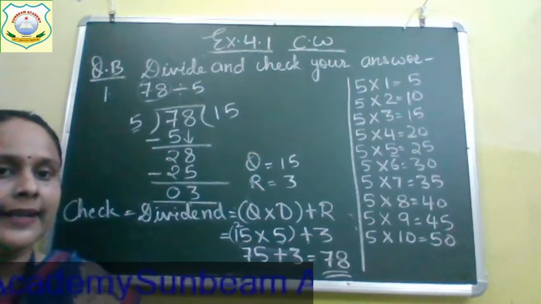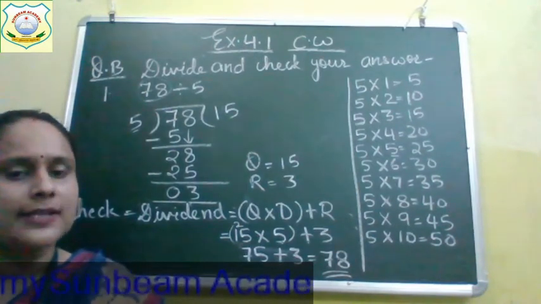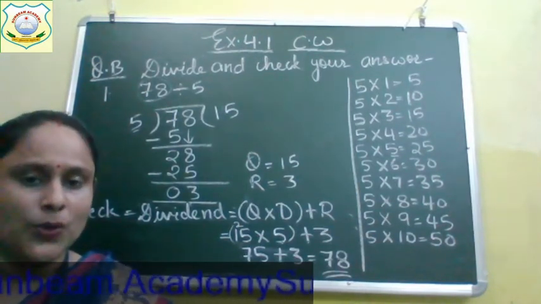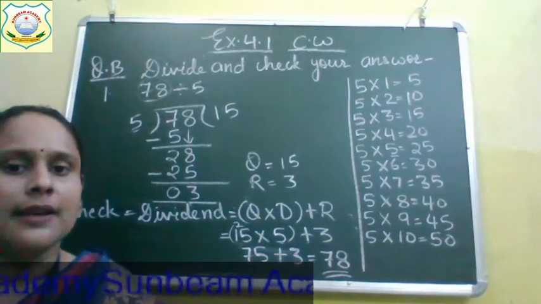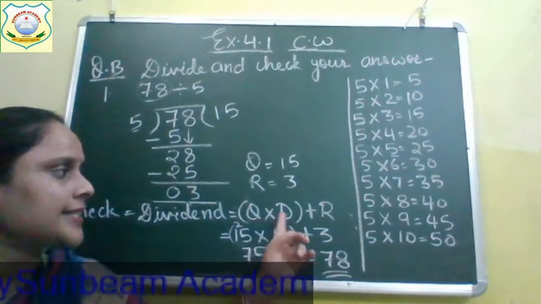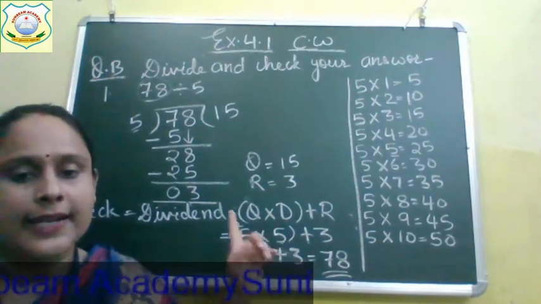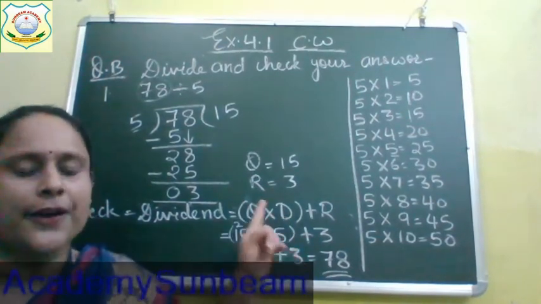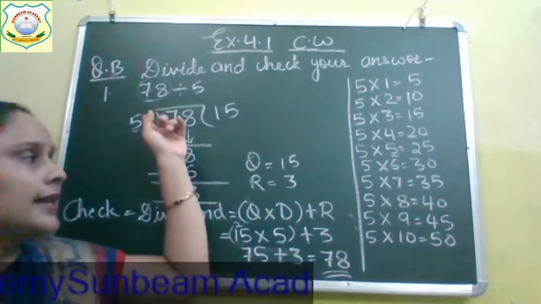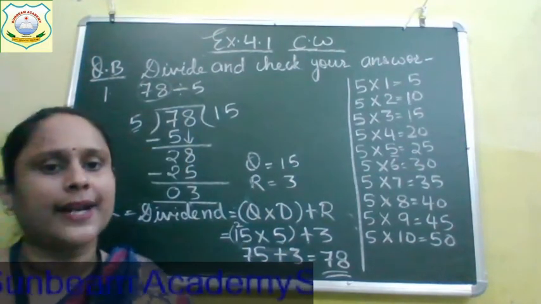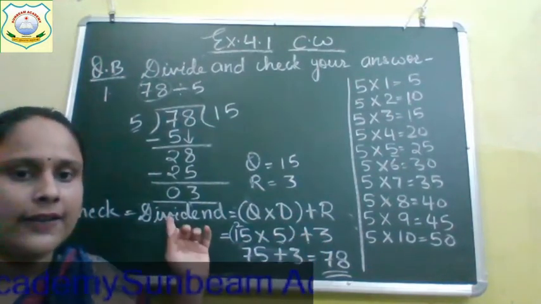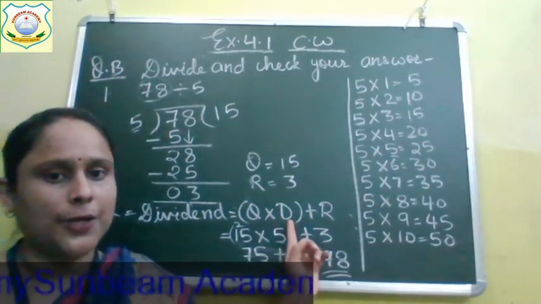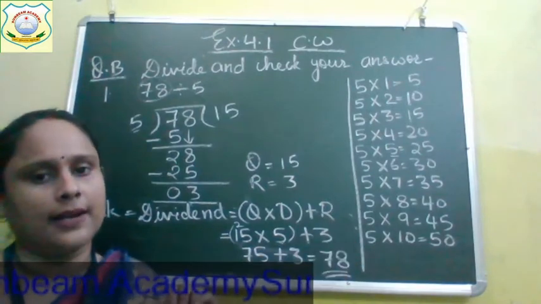All of you write clearly, your checking formula is: dividend is equal to quotient into divisor plus remainder. Here D stands for divisor. Which number is called divisor? The number by which we divide is known as divisor. So D stands for divisor. Dividend is equal to quotient into divisor plus remainder.